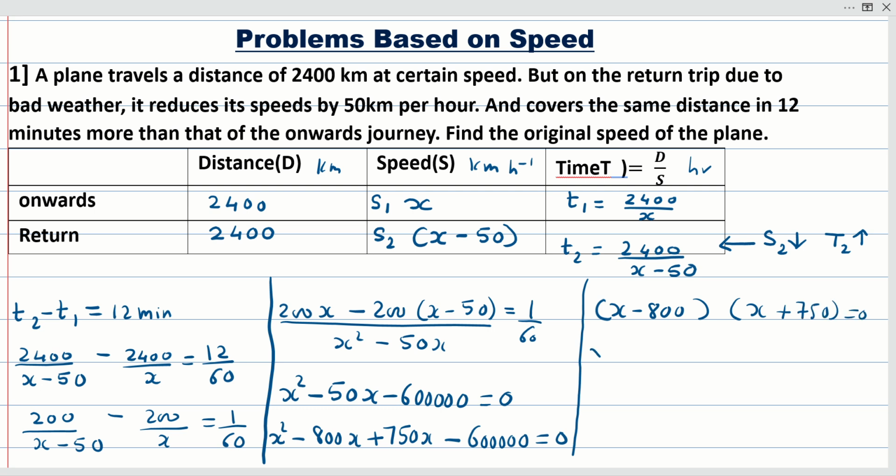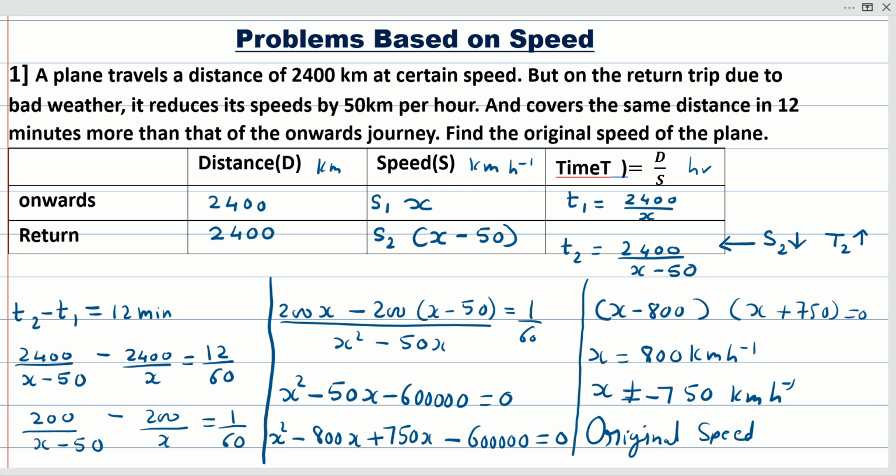So x is equal to 800 kilometer per hour, and we also get x is equal to minus 750 kilometer per hour. But this has to be discarded. Speed is not negative. So the original speed is 800 kilometer per hour. I hope you understood this sum, students.